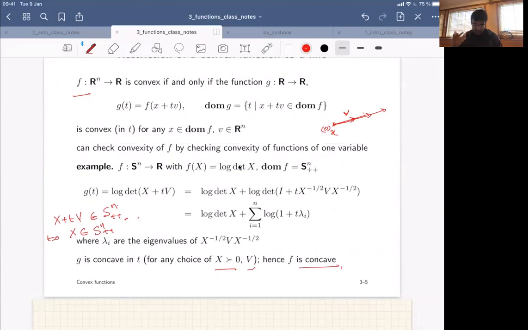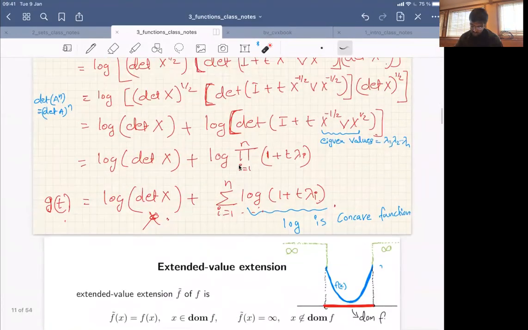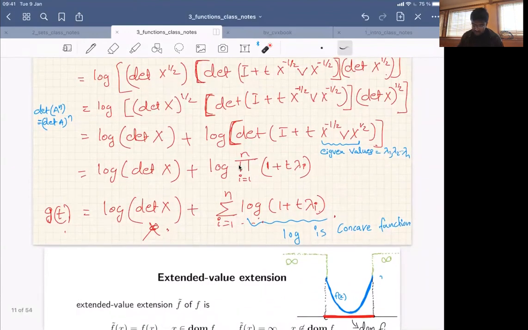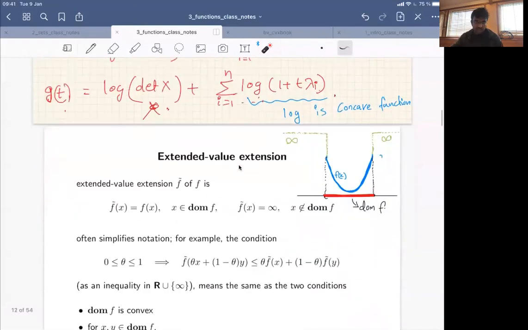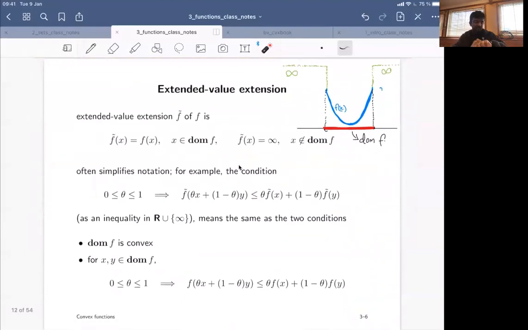So this is an example in which we took a very complicated function and proved that it is concave by just evaluating that function on a line. Here you again have a sum of concave functions, and we will soon see that a sum of convex functions is convex, and a sum of concave functions is concave. But we'll see. Next is another topic, extended value.